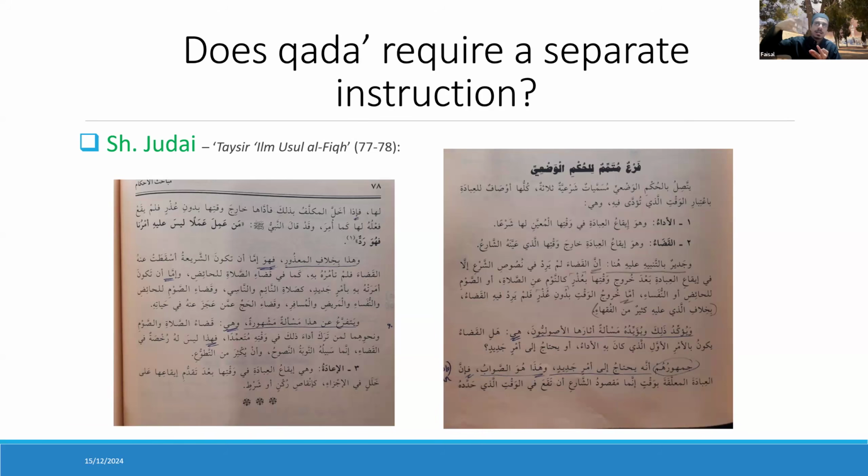And so here, as Sheikh Abdullah Judai has mentioned, you have three categories for acts of worship and their performance within the appointed time. You have the first category being ada, the second being qada, and the third is the one he mentions here, al-i'ada, which is to repeat the prayer. وهي إيقاع العبادة في وقتها بعد تقدم إيقاعها على خلل في الأجزاء كإنقاص ركن أو شرط. So this is basically repeating the prayer that you've already performed because there was some deficiency within the prayer itself.